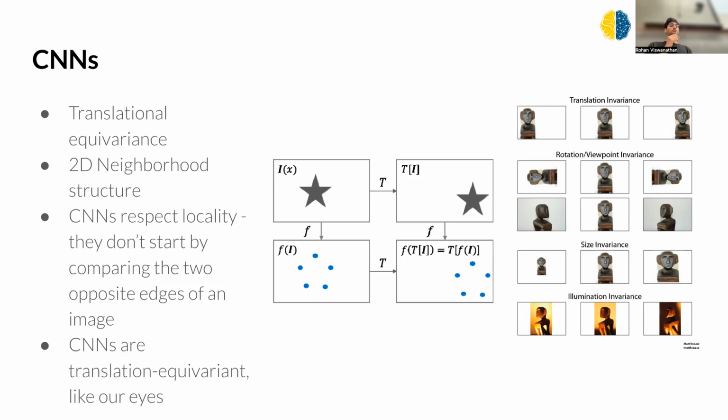CNNs are translationally equivariant, like our eyes. We briefly talked about this before, but if something is moved in the way that we see it, we're still able to see what it is, but we also understand that it's in a different part of our field of view. And that's what a CNN is trying to capture.